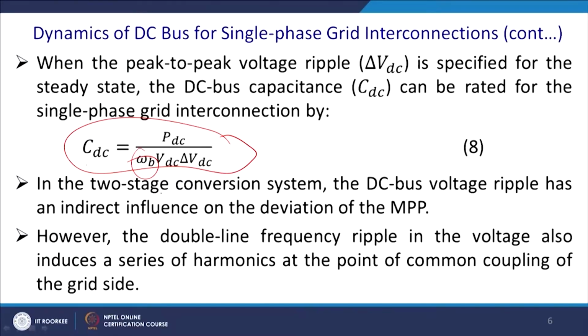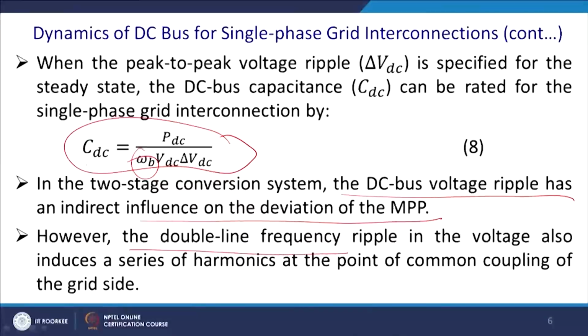In the two stage conversion system, the DC bus voltage ripple has an indirect influence on driving the MPPT, because these oscillations will naturally change the MPPT point, and thus your tracker unnecessarily has to run and track that MPPT point, and ultimately it cannot, as it is changing so fast, it may not be able to converge. And it is a line frequency. So, for this reason it is 100 hertz for the 50 hertz system.